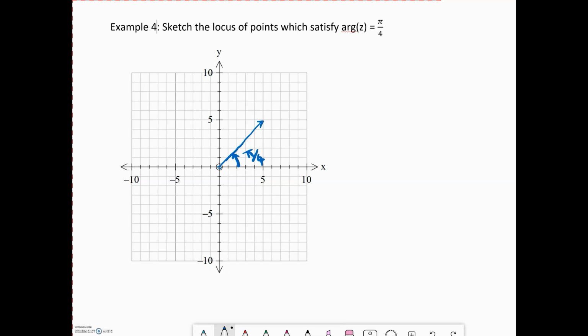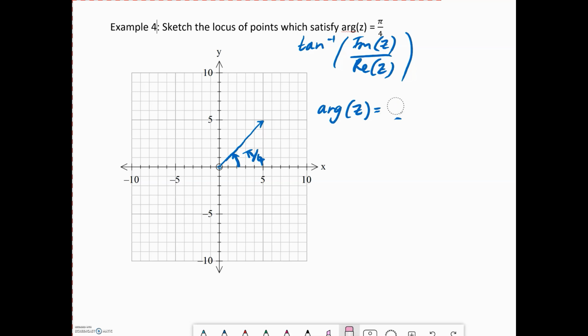Now let's look at it algebraically. So what is arg of z algebraically, or how do we work it out? It is tan inverse of the imaginary part of z over the real part of z. Okay, so it's tan inverse of y over x. All right, so we have arg of z is equal to pi over 4, and it's equal to tan inverse of y over x.